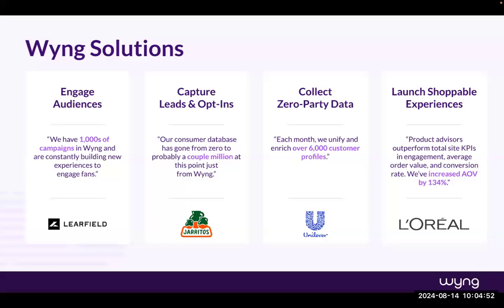So, quick overview of the Wyng solution. Like I said, we do have those four main pillars of engaging audiences, capturing leads and opt-ins, capturing preference data, and creating shoppable experiences. Today, we're really going to be focusing a lot on engaging audiences and capturing leads and opt-ins, especially how it relates to social media marketers and how you can get the most value out of the platform.